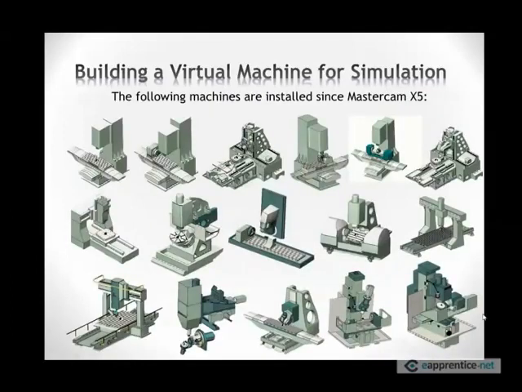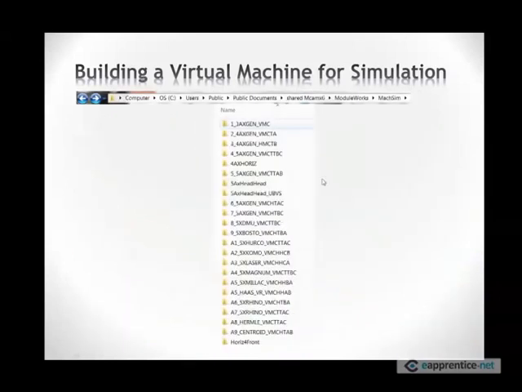When you install Mastercam, you get 17 machines. Since X5, these machines are installed with any version of Mastercam, and they represent most of the machine types out there. These machines are installed under, this is a Windows 7 system, Users, Public, Documents, Shared Mastercam X6, ModuleWorks, Maxim.